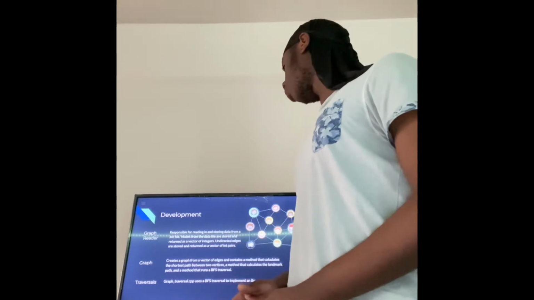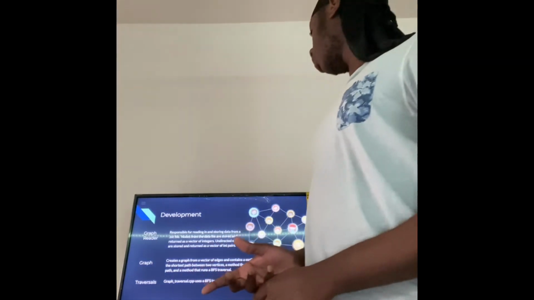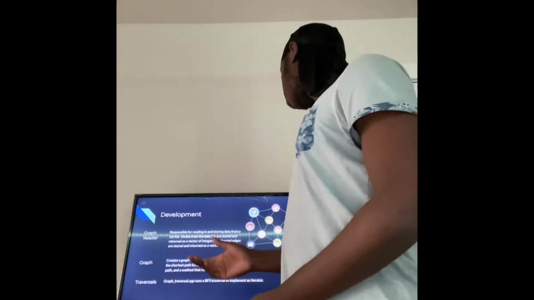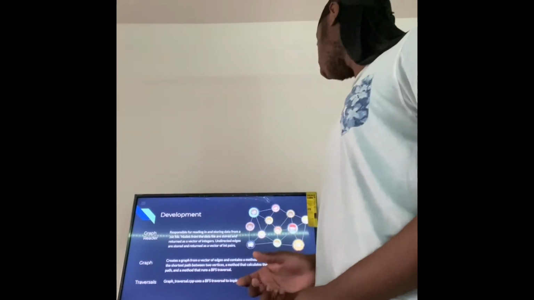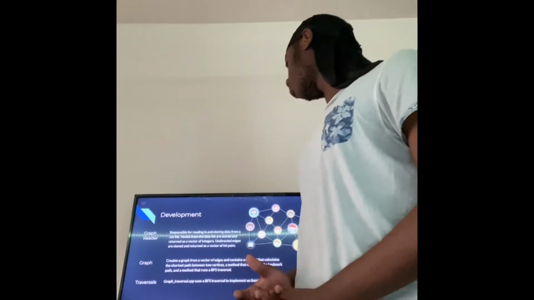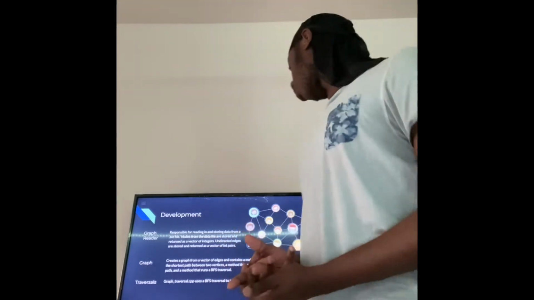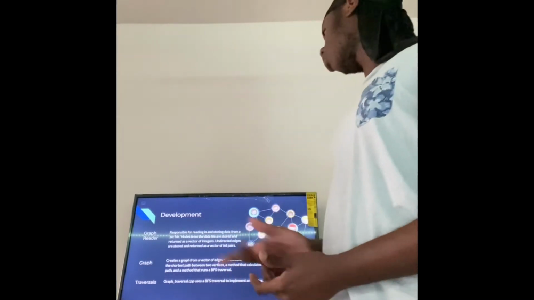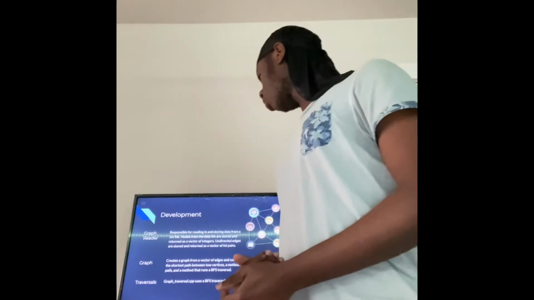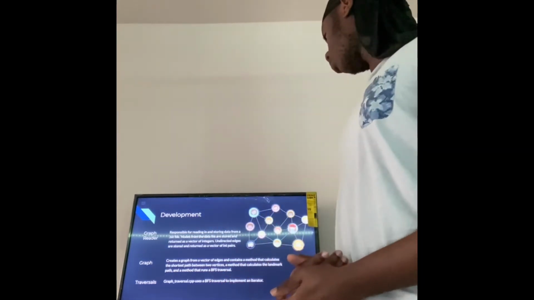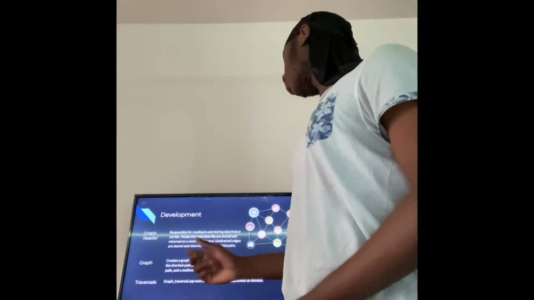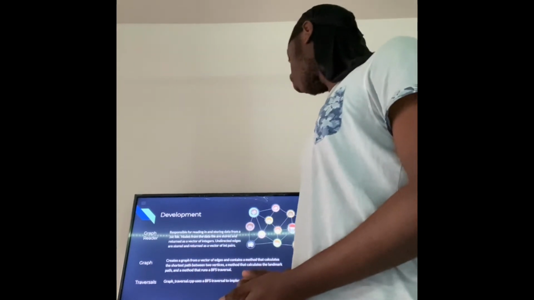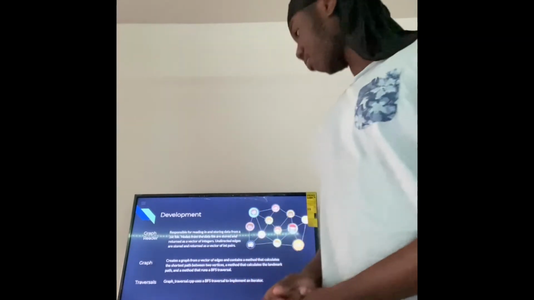Next is the graph. The graph itself, in .cpp and .h, we created from a vector of edges, and it contains a method which calculates the shortest path between two vertices, a method that calculates the landmark path, and a method that runs a BFS traversal. The next was the traversal. For the traversal, we did the BFS traversal using Dijkstra's algorithm. This was implemented in graphtraversal.cpp using an iterator.